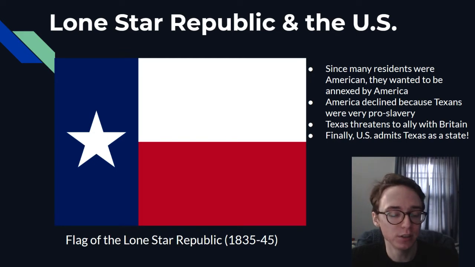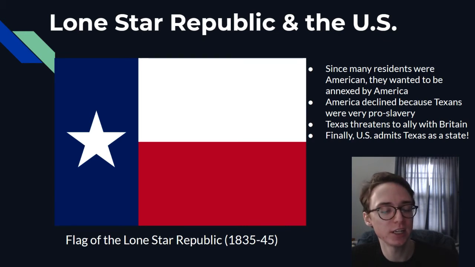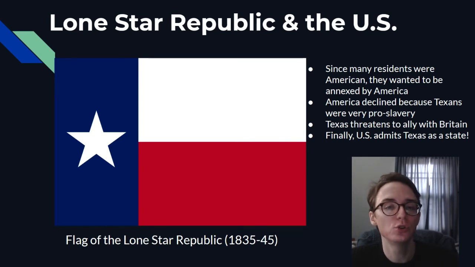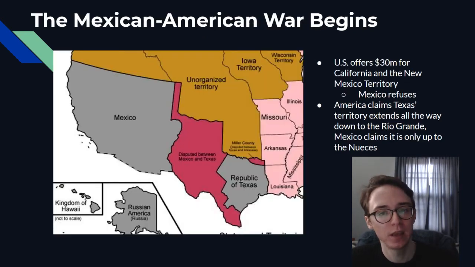As a solution to this, Texas, they threaten to join Great Britain instead. So this kind of forces America's hand because they don't want Great Britain to be back in continental North America. So America finally does let in Texas as a state. We also let in another state to balance things out. That way the slavery issue does not get too much more difficult.